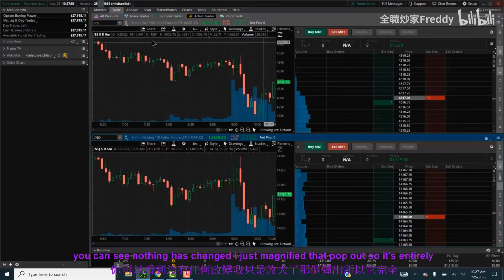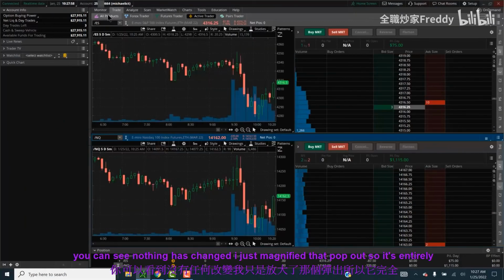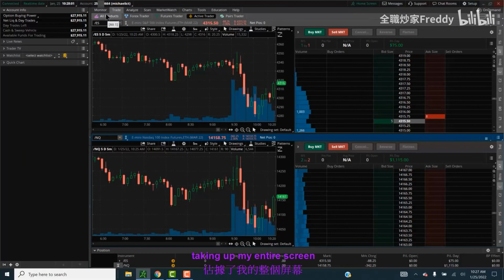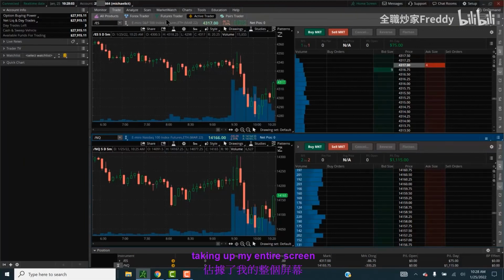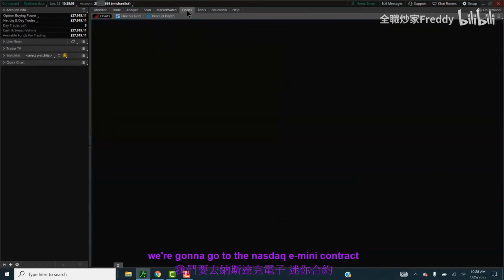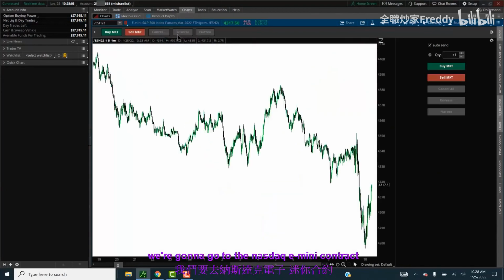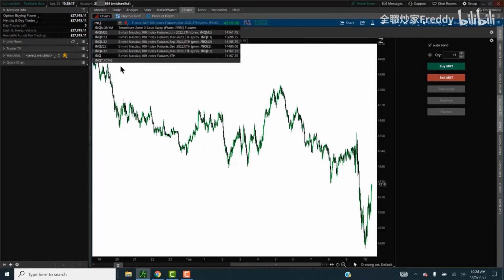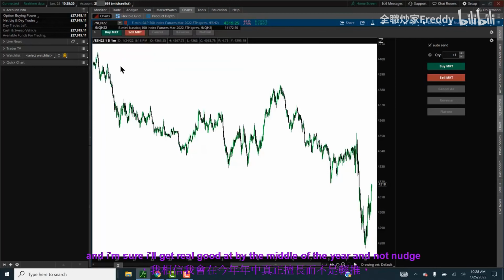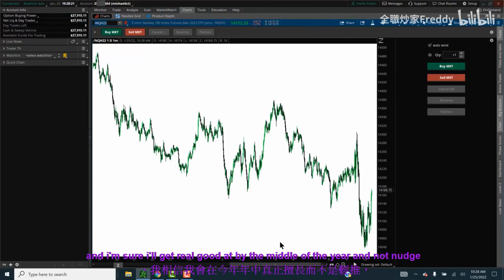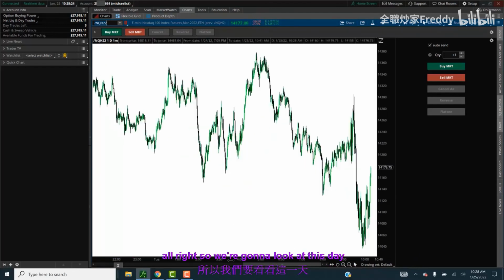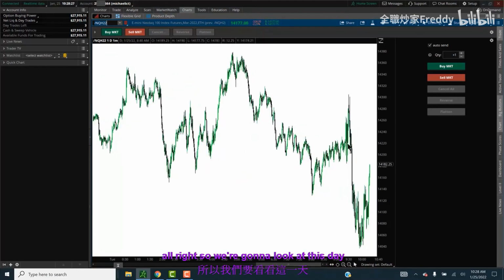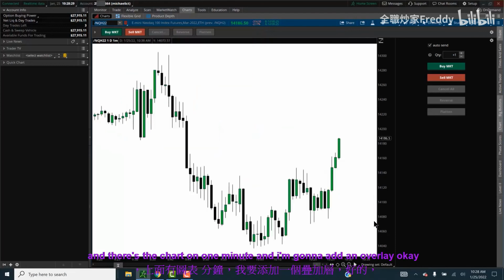So let's go over and take a look at the chart now. You can see nothing has changed. I just magnified that pop out, so it's entirely taking up my entire screen. We're going to go to the NASDAQ E-mini contract symbol. And I am so clumsy with this platform still. But I'm sure I'll get real good at it by the middle of the year. Hint, hint, nudge, nudge.